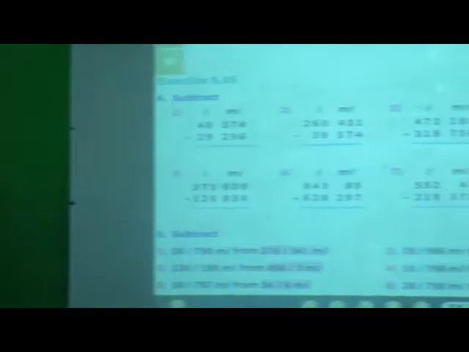Dear students, in our last session we have seen how to do the addition of capacity. Now today we are going to see how to do the subtraction of capacity. So open your textbook page number 74, exercise 5.15, subtract.